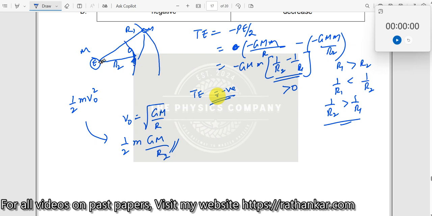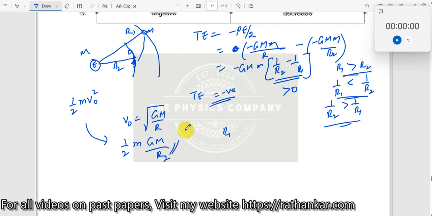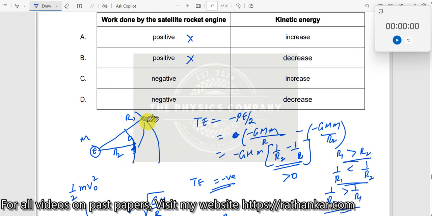Now you note here R1 was greater than R2, so 1 by R1 is less than 1 by R2. Which means the kinetic energy that you get here is larger than the kinetic energy whenever the particle is farther from the surface of the Earth. Okay, at a lower altitude, definitely kinetic energy is higher. In other words, the satellite should now move faster and faster over here. Which means kinetic energy has increased as compared to this position. So the answer is negative here and increase here. Answer is C. Okay.